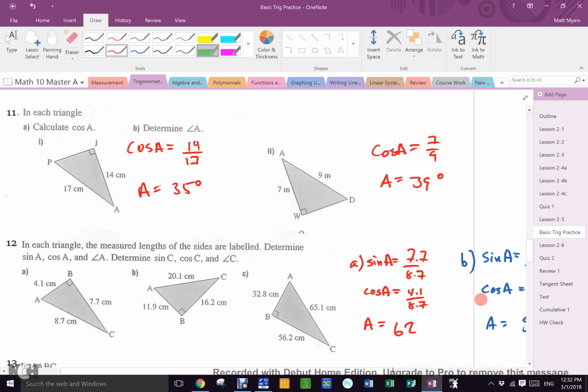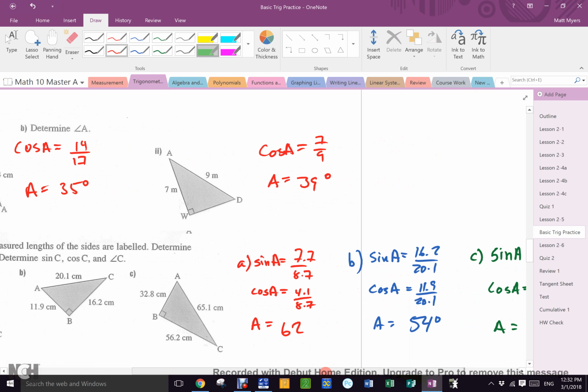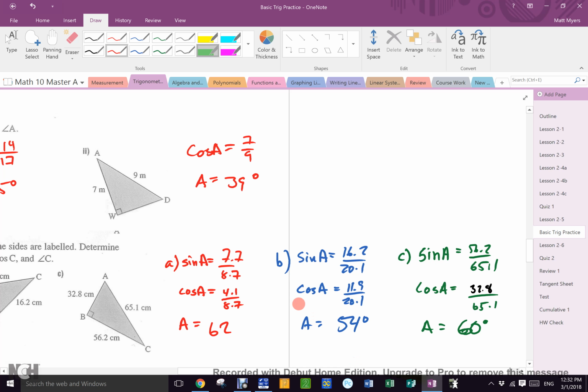Now, this one I screwed up. I did sine A, cos A, and angle A, but I never did sine C, cos C, and angle C, only because I was running out of time. If you're able to do them all with A, you're able to do them all with C. You just change the letters, right? If sine A is 7.7 over 8.7, and cos A is 4.1 over 8.7, then it reverses for C. For C, it's 4.1 over 8.7 and 7.7 over 8.7 for sine and cos of C.